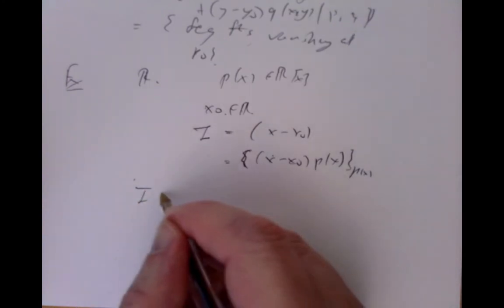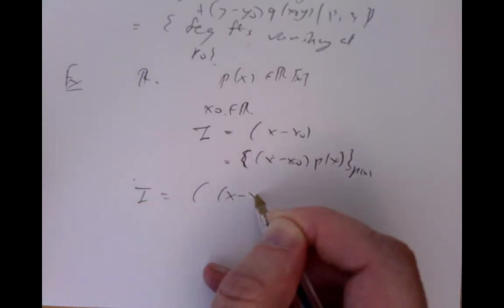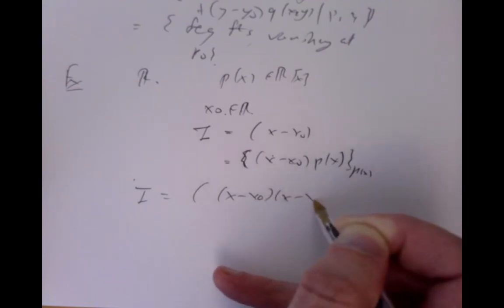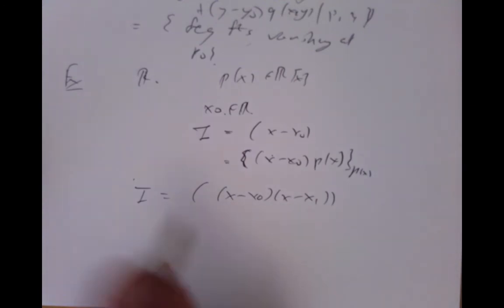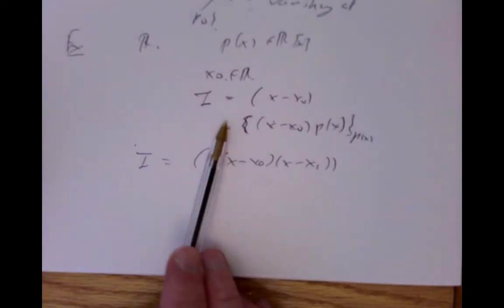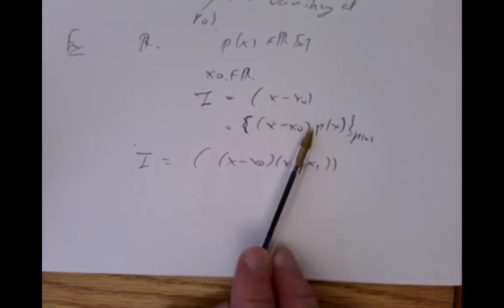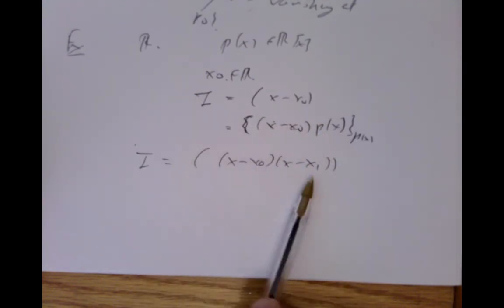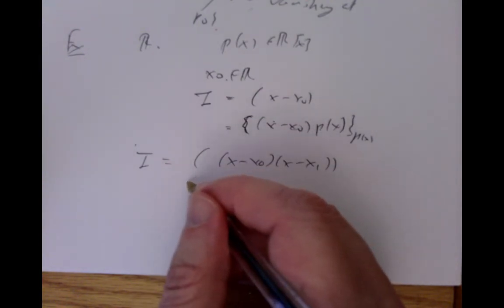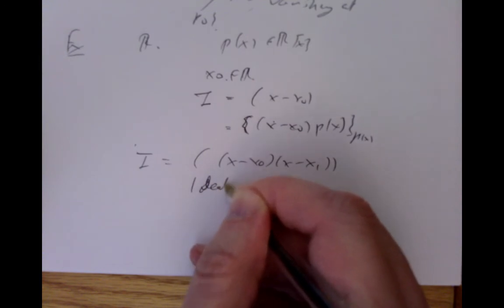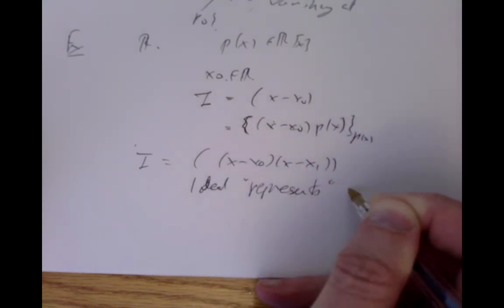But similarly, instead of one point, what about two points? We could consider an ideal which is generated by (x minus x naught)(x minus x1). So that would be the ideal of functions that vanish at both x0 and x1. So it's like a pair of points. So the ideal can not only behave like a point, it somehow represents and knows about a point, the functions vanishing at that point, it could be the functions vanishing at two points, and then it sort of looks as if the ideal represents a pair of points.